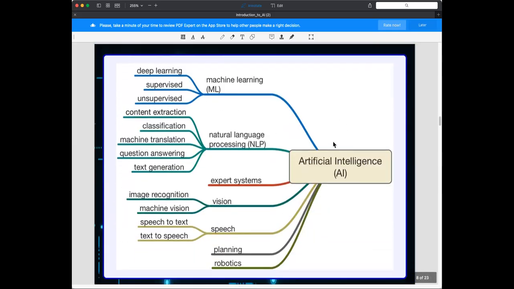So if you look here, the AI has many, many branches. One of them is machine learning. My two projects, you guys are actually doing machine learning. Machine learning can be deep learning, supervised and unsupervised. Of course, this is very old. I would like to add two things here: semi-supervised and reinforcement learning. Those are the kinds of machine learning that define it.